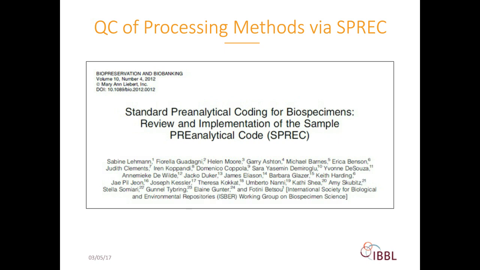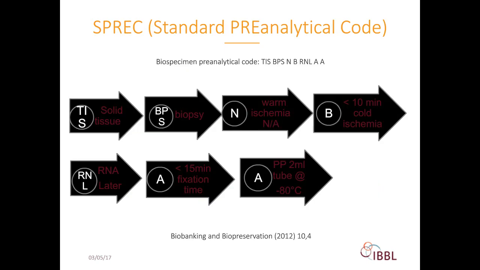What is SPREC? It is a 7-element long code which gives us the pre-analytical history of a sample. For example, for this tissue sample on this slide, TIS means we have a solid tissue sample. BPS, the sample has been collected as a biopsy. N means with no warm ischemia time. B means with less than 10-minute cold ischemia time. RNL means stabilized in RNAlater. A means for less than 15 minutes, and A again means stored in polypropylene tubes at -80 degrees.